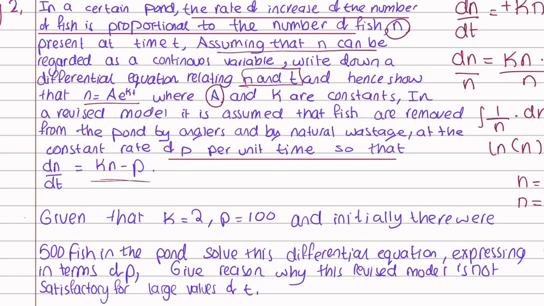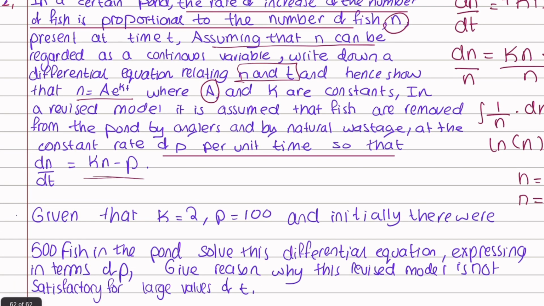So notice that when we are removing something at a different rate, the overall rate of change of something, like the change in number of fish, dn on dt, is actually going to be the subtraction of the two rates, the rate of increase subtracted from the rate of removal of the fish. So it's minus p. You're going to be asked other questions where you have the subtraction of rates lots of different times. So don't worry about it.